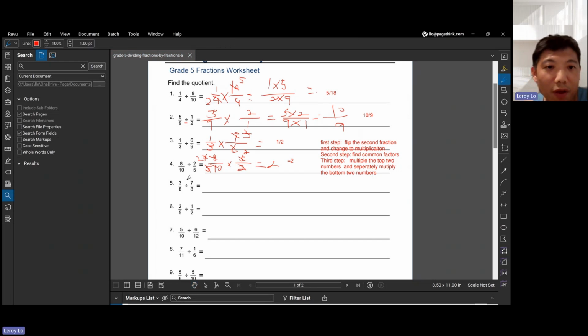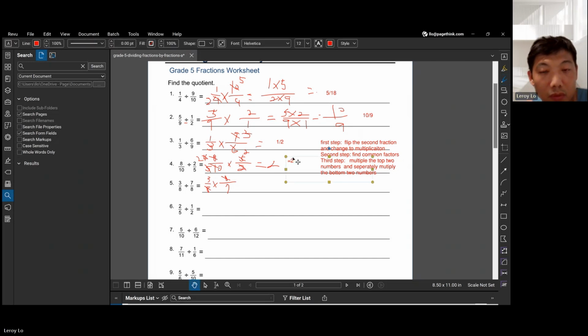So next, question number 5: 3/8 divided by 7/8. The first step is to change to multiplication and flip the second fraction. So we put down 3/8, change to multiplication, and flip the numbers, 8 to the top and 7 to the bottom. We find there's a common factor of 8, so we cancel it top and bottom, and the only thing left is 3/7.